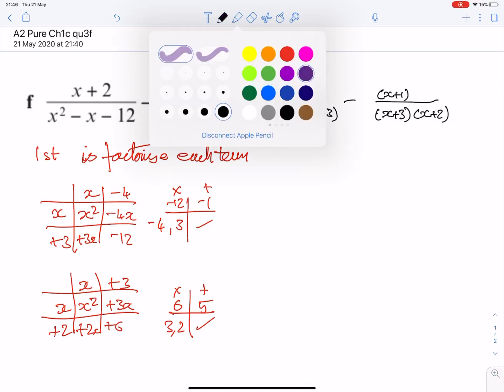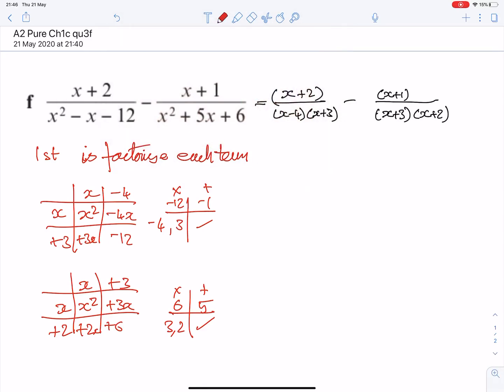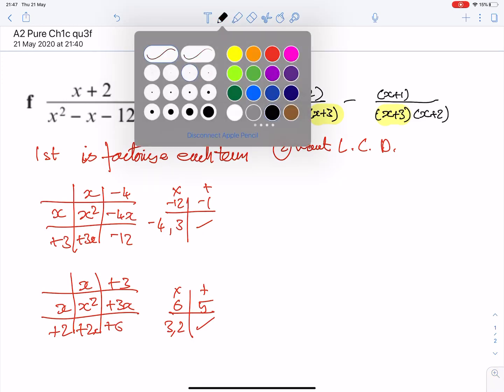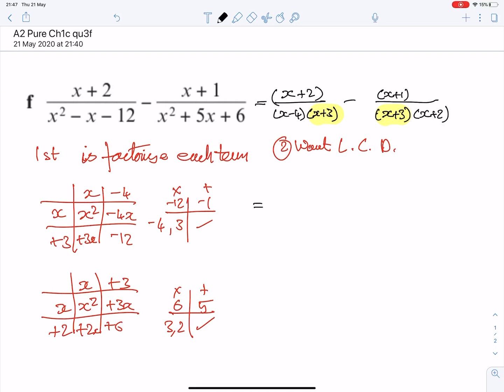Okay, so next thing to do, second if you like, is we want the lowest common denominator. So if we look at these two, we can see that one of the factors is already common. X plus 3 is in both. So we're going to need to multiply this left-hand fraction by x plus 2. So this is going to be multiplied by x plus 2 top and bottom.